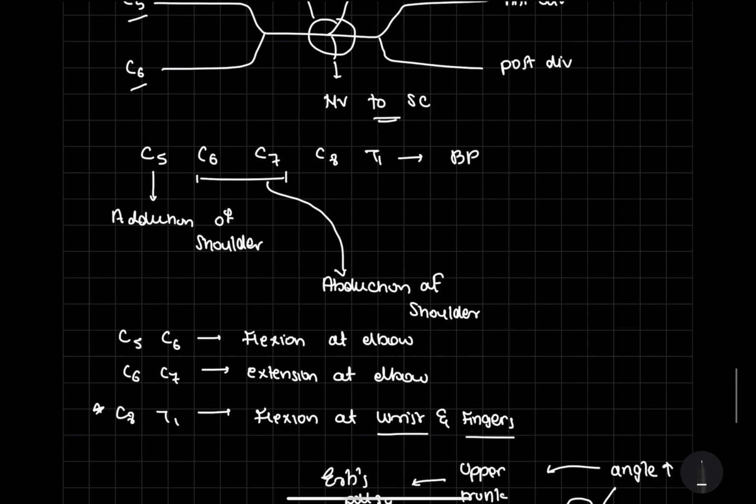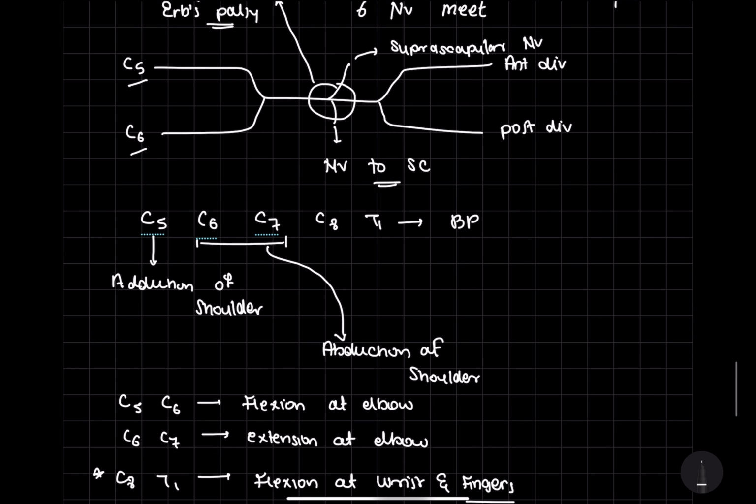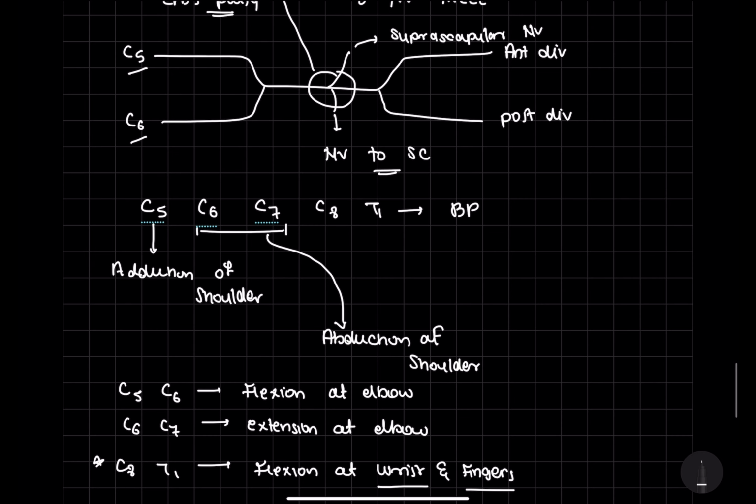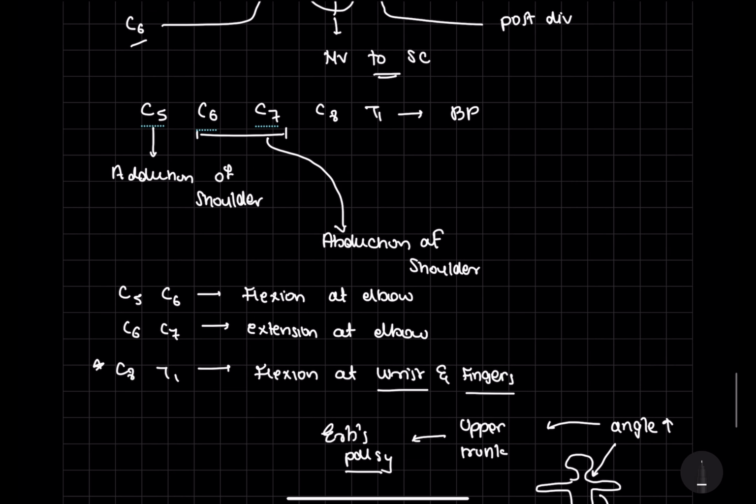Okay, so from this, can we assume that the movements that were controlled by C5 and C6 are also gone? Yes, as simple as that. If my abduction of the shoulder was controlled by C5, and now my C5 is gone, then what is going to happen? My adduction will become more powerful. Just remember this one rule: if one particular movement of any joint is lost because of paralysis or anything, then the contrary or opposite movement is going to become stronger.